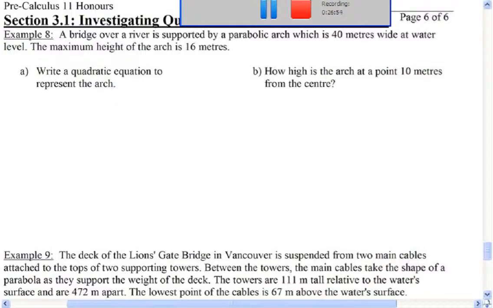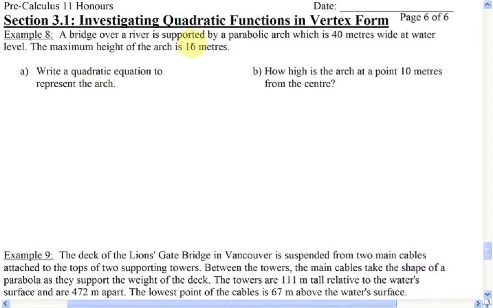Depending on how you place your picture, this actually can become really easy. So you have to be kind of strategic right now. Let me read the question to you. Let's see if we can get a general idea of the picture, and then I'll give you a big hint as to where I want you to put the axes. Here's a question. A bridge over a river is supported by a parabolic arch.